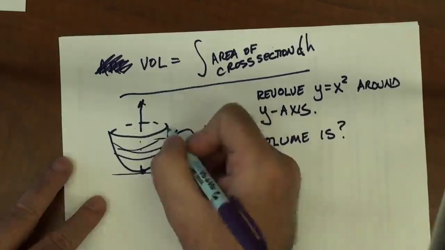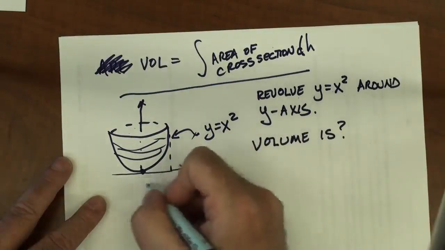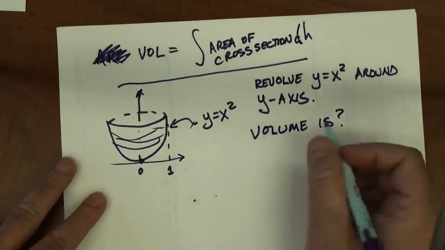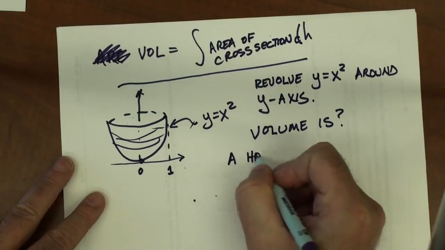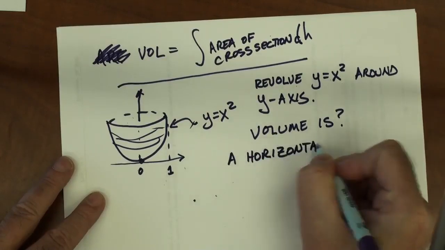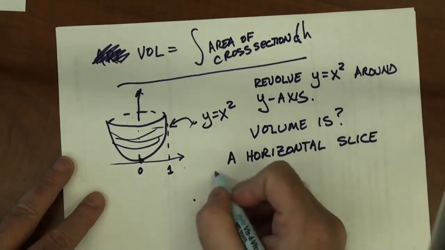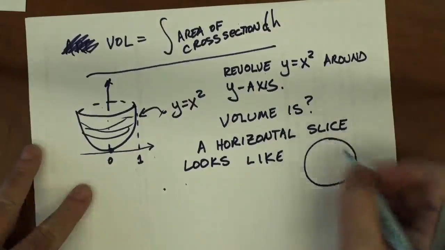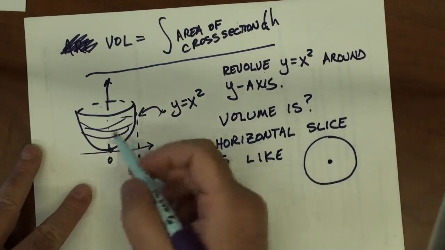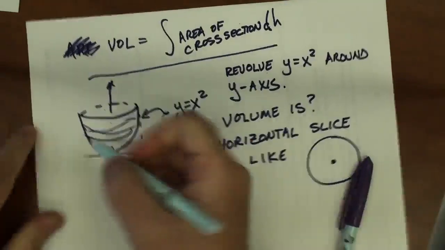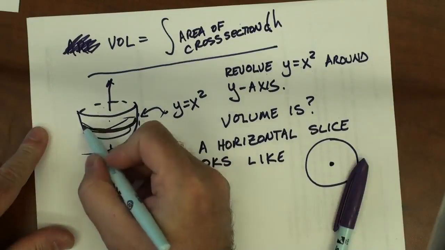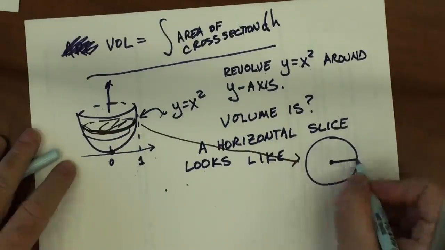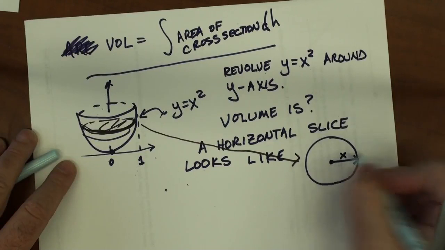Like this. Let's say the parabola just goes from 0 to 1. What's its volume? So, what is the cross section? Cross section is a circle. If I cut it anywhere here, I get a little disc, and it has a radius. What is the radius?